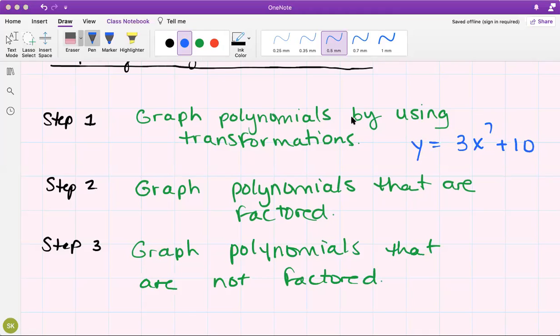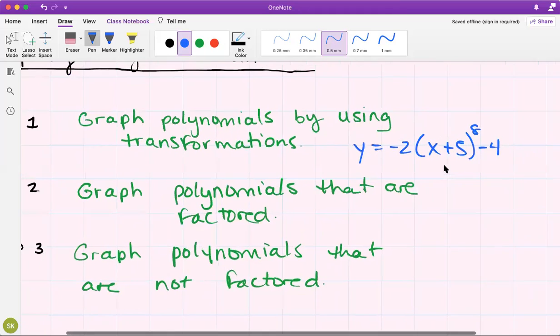Or we'll have something like, let's say, negative 2x plus 5 to the 8th minus 4. This is another function that's set up for transformations because we have the power 8, which tells us that we're going to look like a parabola. This negative 2 in the front tells us the parabola is pointing downward. And then because we have this plus 5 in, we shift to the left 5, and then we shift down 4. So this is everything we've seen before.